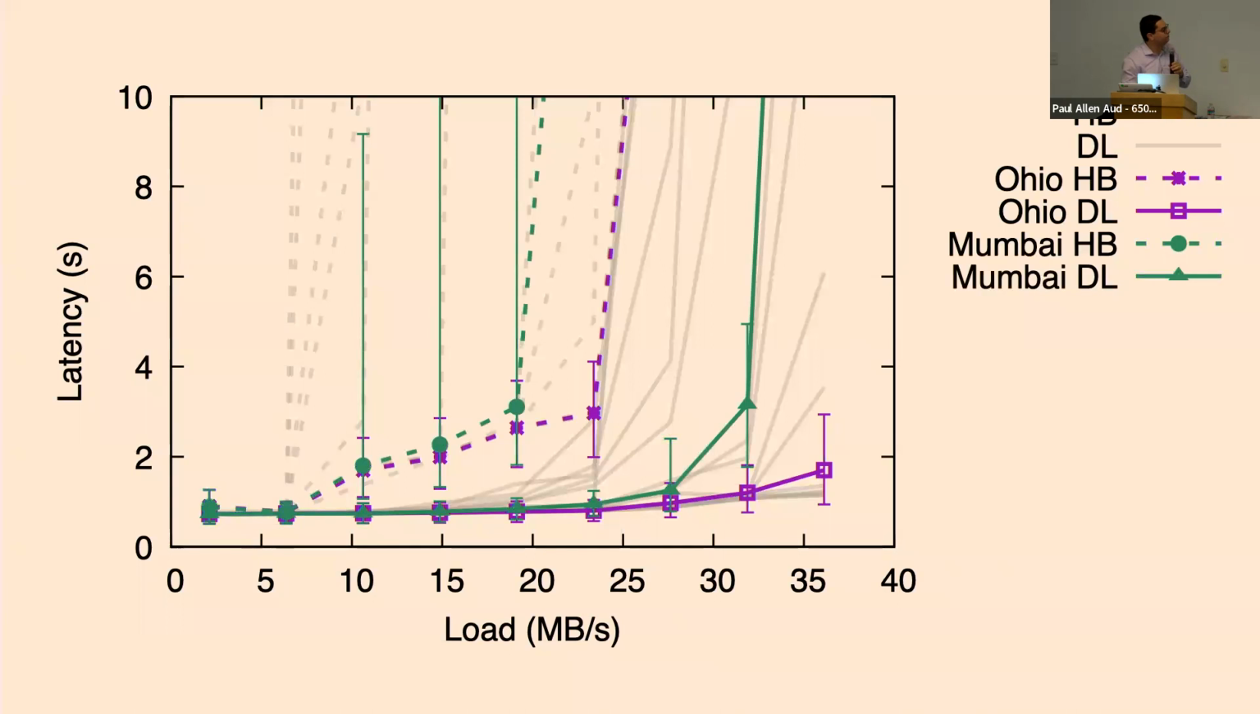Here's another node. This one is in Mumbai. It's a slower node, so you can see it can't reach the same levels of throughput, but again, it has consistently low latency before it gets to the saturation point.